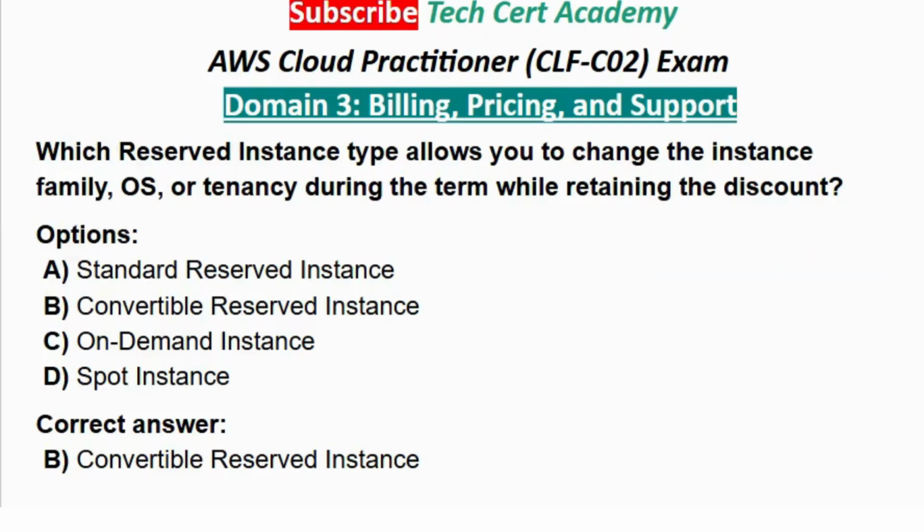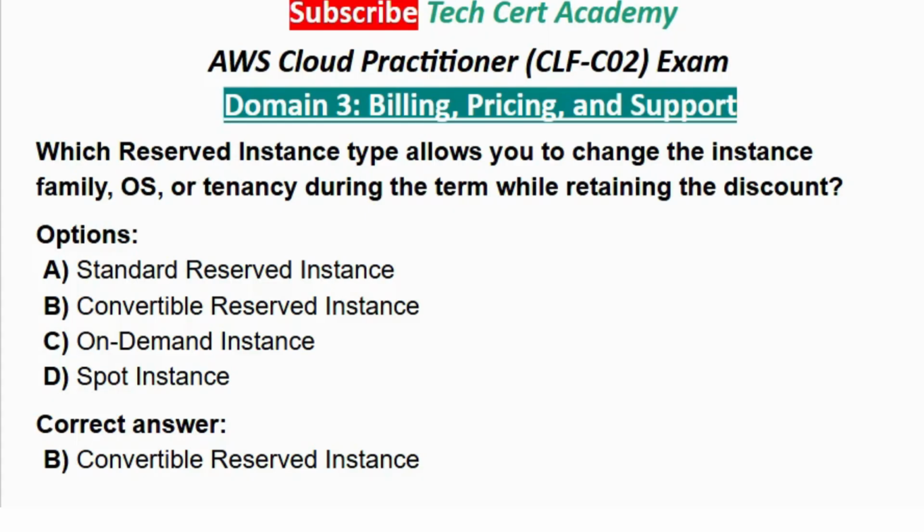Which reserved instance type allows you to change the instance family, OS, or tenancy during the term while retaining the discount? Options: A. Standard reserved instance, B. Convertible reserved instance, C. On-demand instance, D. Spot instance. Correct answer: B.